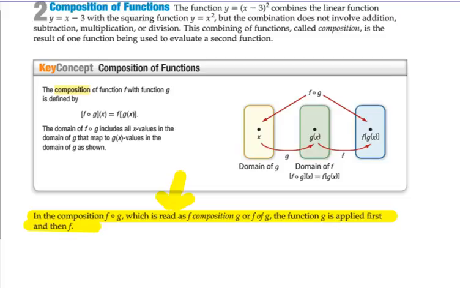When you do this, you have to do the same thing for the domain. You can't make it bigger, so you have to put the same restrictions. And at the bottom here, it says in the composition f of g, which is read f composition g or f of g, the function g is applied first and then f, okay? So here, you're doing it backwards. G, F.